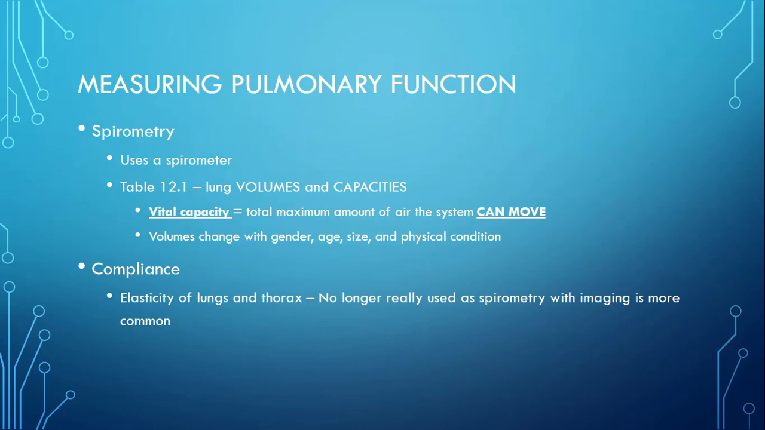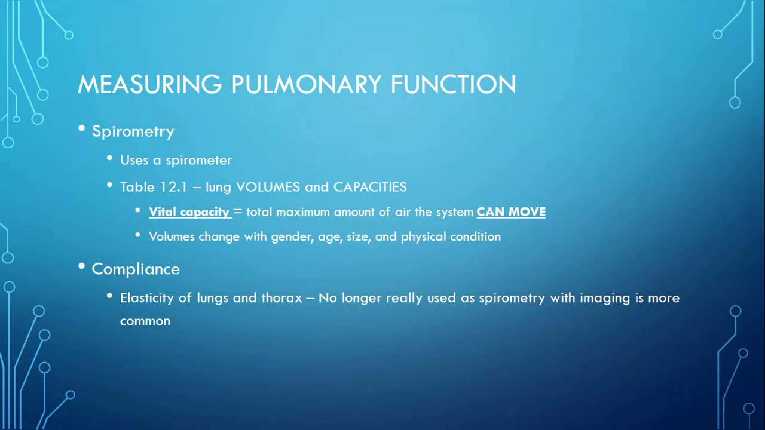So table 12.1 actually talks about the lung volumes and capacities, the types of things that we measure when we're using a spirometer. And the picture in the book here shows a little kid doing a spirometry test. So the main one that we usually are concerned with initially is vital capacity. Vital capacity is the total maximum amount of air that the system can move.